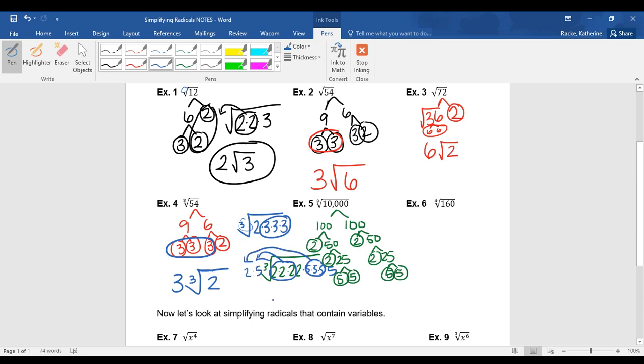So when I pull out 2 numbers, I need to multiply those on the outside too. So 2 times 5 will give me 10. Cube root of 2 times 5 on the inside, because that's what I have left. So it would be 10 cube root of 10 for my answer. There's your answer to that one. Highlight these answers.